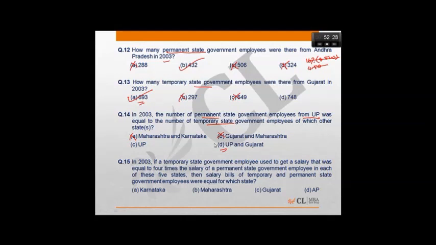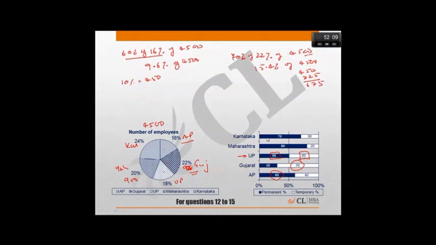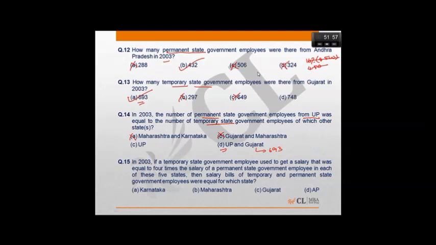Let's see UP and Gujarat. We have already calculated the number of temporary state government employees in Gujarat, which is 693. Let's find out the permanent state government employees of UP. UP is 18% of 50%, so 9% of 4,500. But Gujarat was 15.4%. So this cannot be the answer. So Gujarat cannot be the answer. The correct answer should be this one.